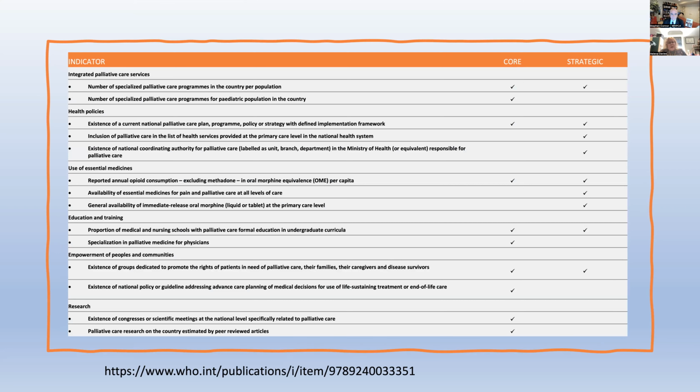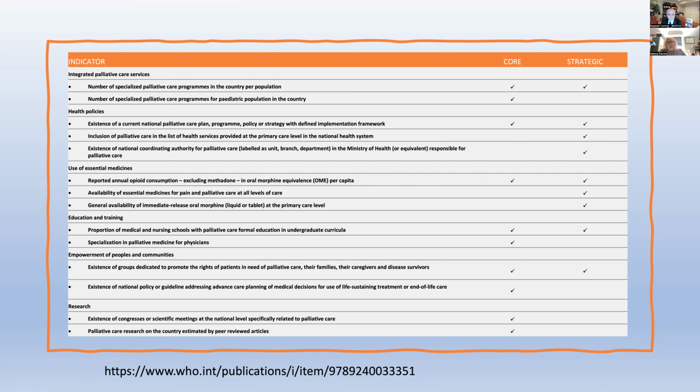This is a way of scoring palliative care provision in broad areas related to the palliative care house: integrated palliative care services, health policies, use of essential medicine, education and training, empowerment of people and communities, and research. So you'll see how that relates to the pillars of the WHO house. There are subsections in all of them, and core and strategic scores, depending on whether you're just starting out in palliative care or already have an established palliative care service.